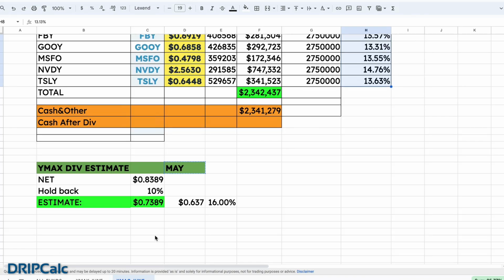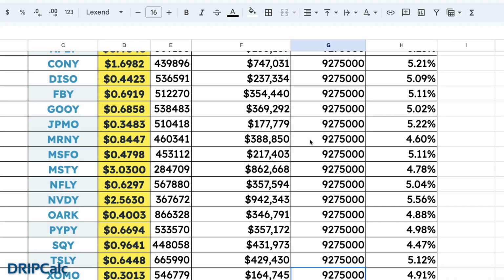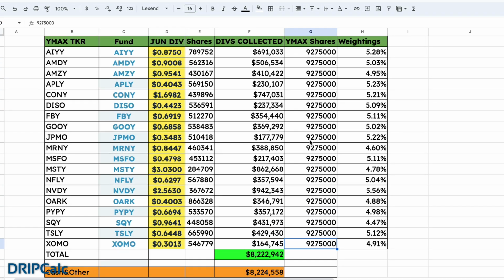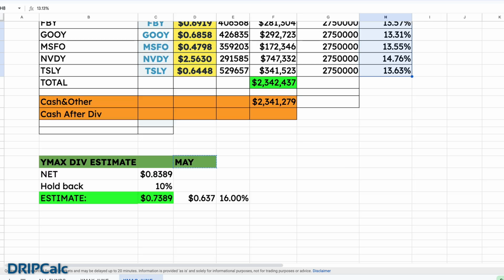Whereas if we look at YMAX, okay, they have more spread between the weightings. So AIYY for some reason is actually at the top, although the share price on that is not super high. MSFO, I would expect, like, yeah, NVIDIA is still the highest by weighting, by the percentage of the dollar amounts, and MSTY for some reason is actually at the bottom of this. But okay, doesn't matter. Let's jump back to YMAG.